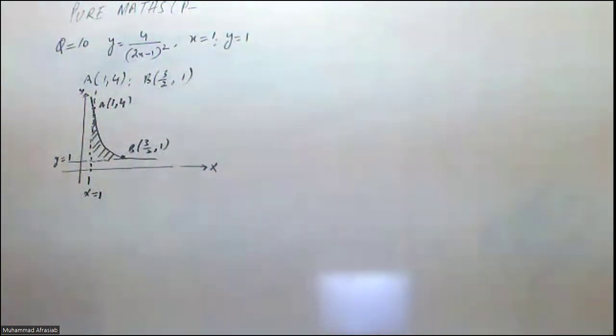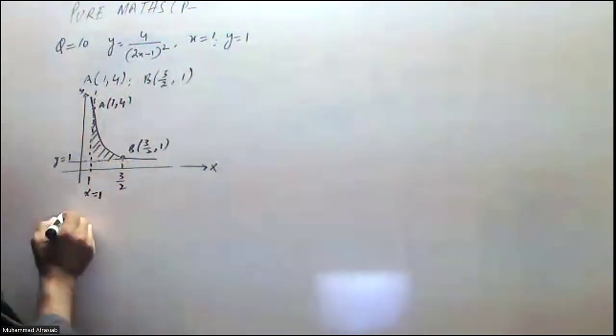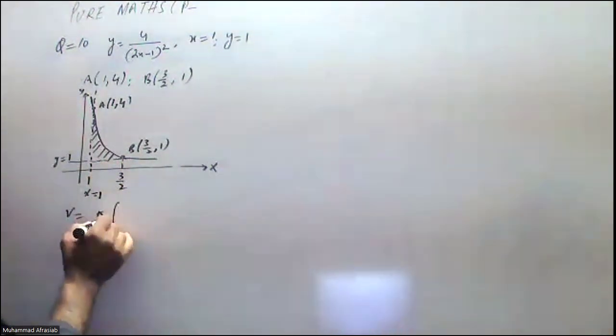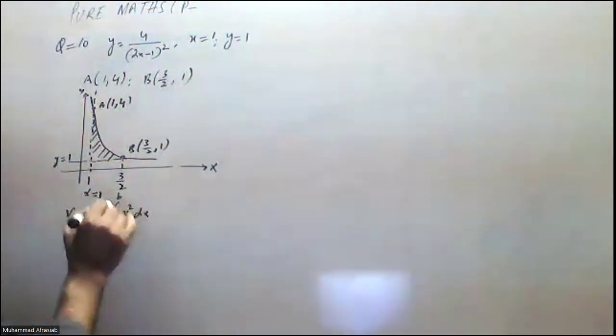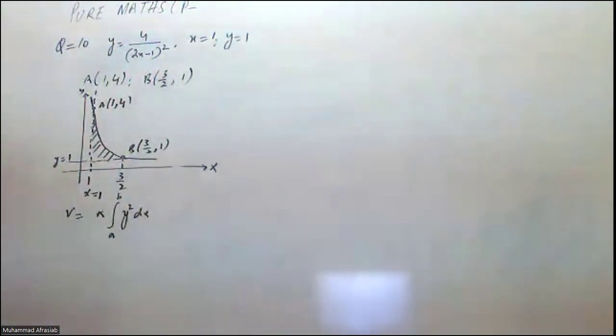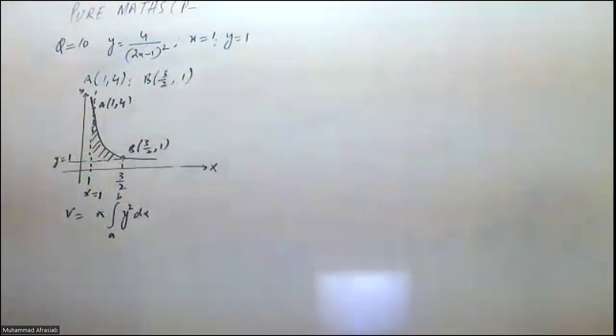But we know that we can get the volume generated by pi y square dx from A to B limits. This is the volume due to the x-axis of the solid obtained from this figure. So we are going to get the volume of this figure from 1 to 3/2 of the whole shape minus the volume of the cylinder obtained with respect to y is equal to 1.